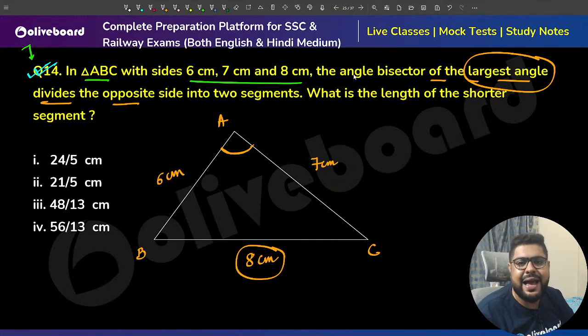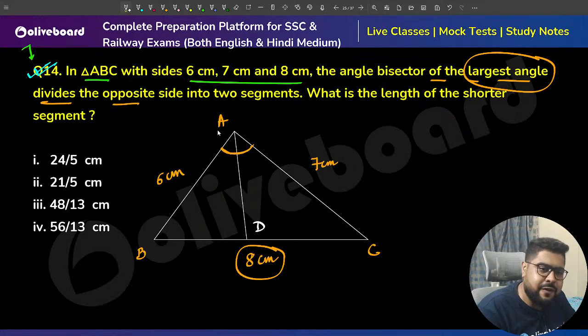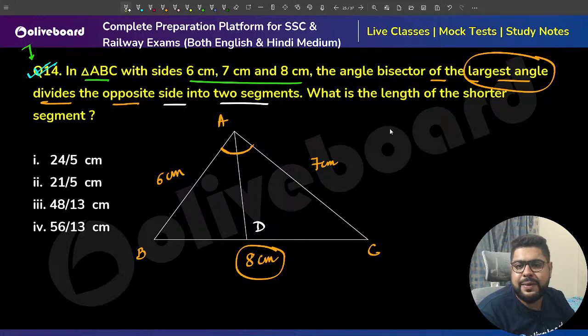Now they are saying the angle bisector of this largest angle. If I say this is, let's say D, it divides the opposite side into two segments. What is the length of the shorter segment? Chalo sir, let's see.